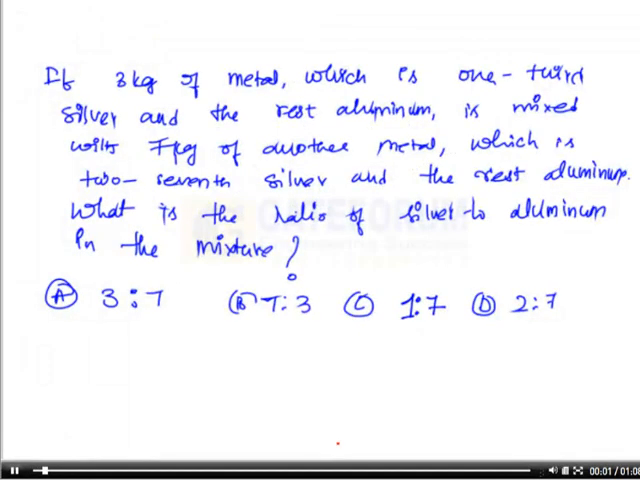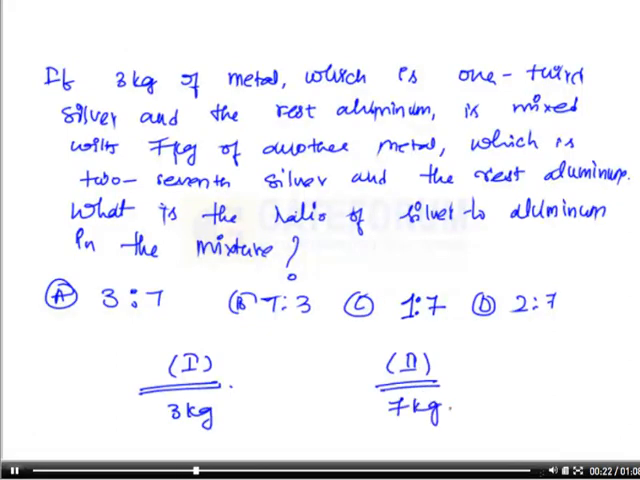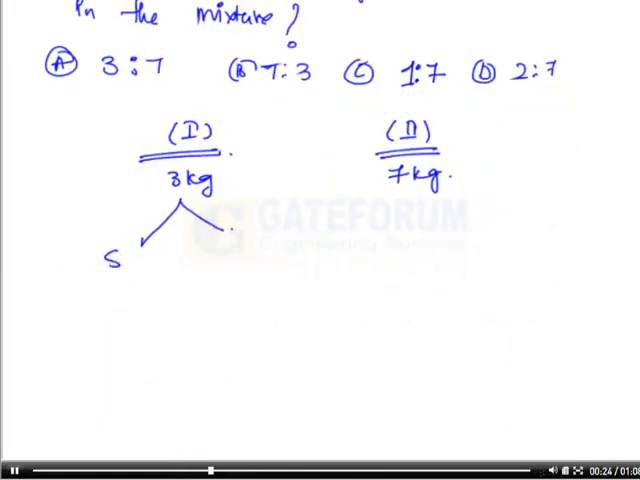A metal which is 1/3 silver and the rest aluminium is mixed with 7 kg of another metal which is 2/7 silver and the rest aluminium. What is the ratio of silver to aluminium in the mixture? So there are 2 different mixtures. Let us say first one and second. In the first one, the amount is 3 kg and the weight of the second one is 7 kg, which contain silver and aluminium.